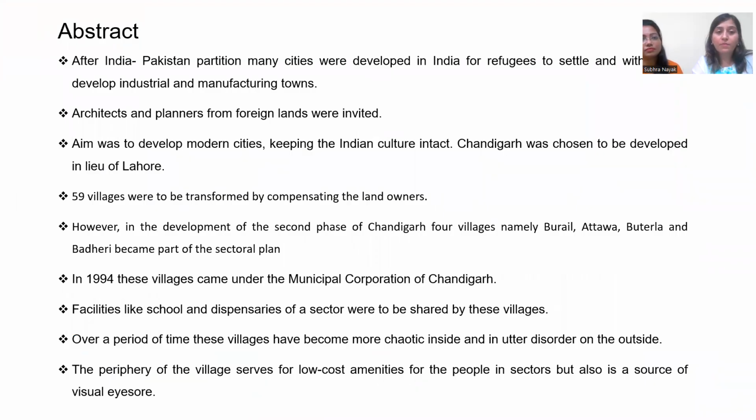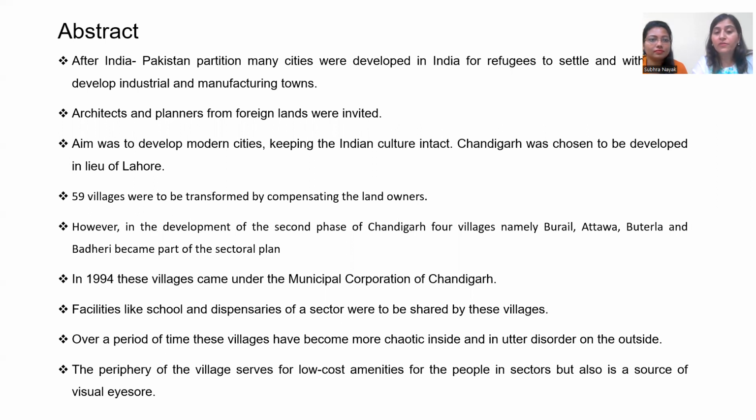After India-Pakistan partition, many cities were developed in India for refugees to settle and with the aim to develop industrial and manufacturing towns. Architects and planners from foreign lands were invited. Aim was to develop modern cities, keeping the Indian culture intact. Chandigarh was chosen to be developed in lieu of Lahore. 59 villages were to be transformed by compensating the landowners.